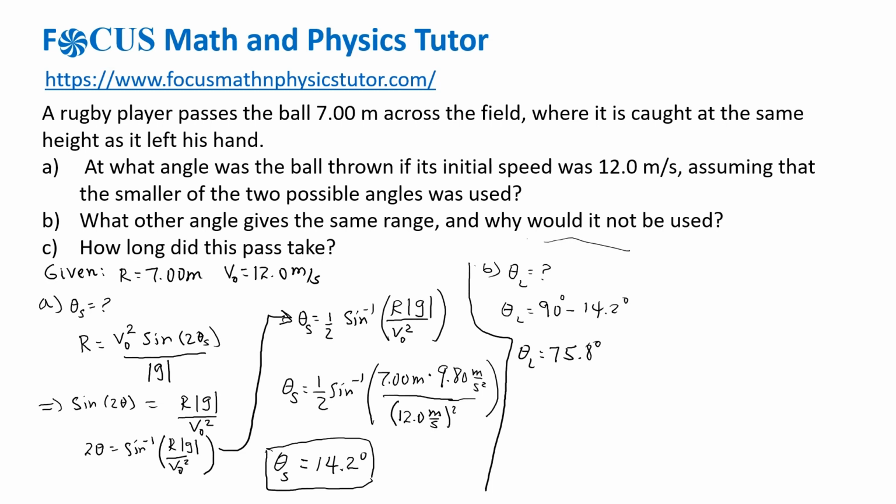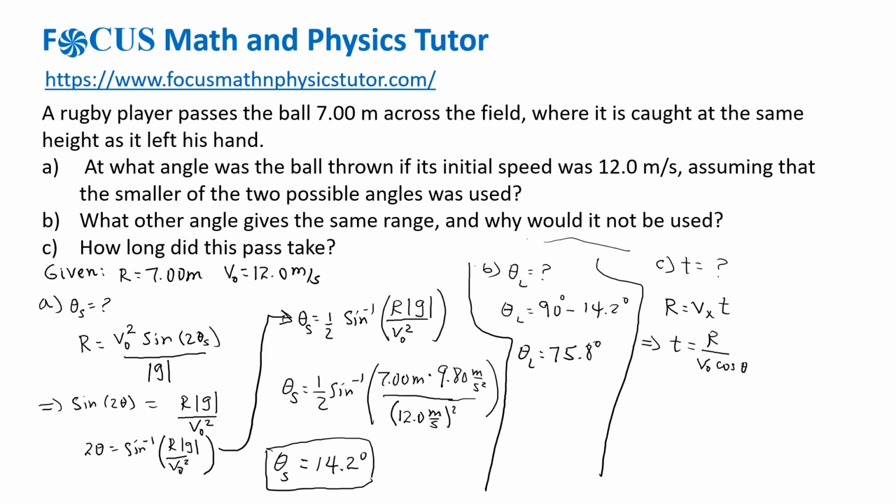All right, and actually C will explain that. How long did this pass take? So time is required. C is asking for time. And we know that the range is equal to velocity in the x direction times the time. And this implies the time will be the range divided by v in the x direction, which is v naught cos theta.